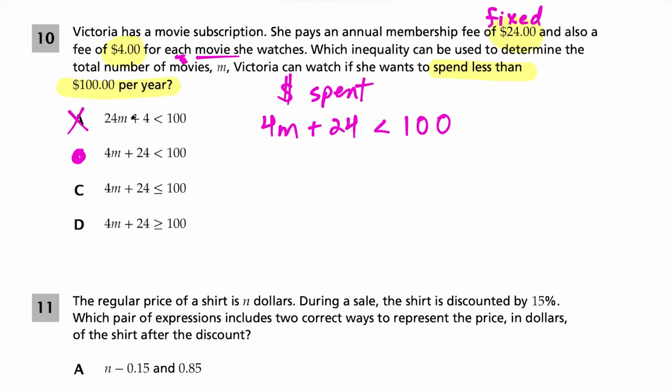Choice A is no good because the values here are mixed up. We wouldn't multiply the number of movies by the membership fee, so that's why A is completely wrong. Choice C is almost correct, but this would be true if Victoria wants to spend at most $100. Then her money spent would be less than or equal to. If Victoria wants to spend at least $100, she has a goal to spend $100 or more, then it would be greater than or equal to. Okay, so that's why these two answer choices are no good. Choice B is definitely our answer.